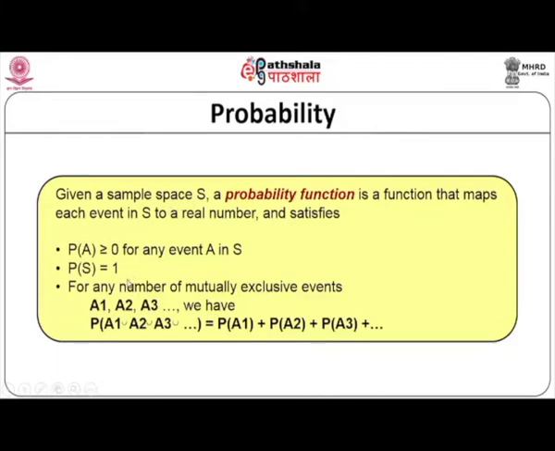Probability of the whole, that is the sample space, must be equal to 1. So, all the probabilities related to all events of this sample space put together will be equal to 1. And for any number of mutually exclusive events, the probability of A1 union A2 union A3 is the probability of A1 plus the probability of A2 plus the probability of A3 and so on. So, the overall probability for mutually exclusive events is going to be the sum of the individual probabilities.